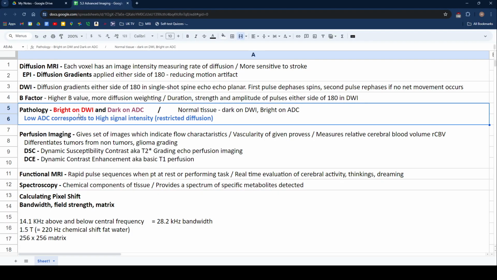So pathology will be bright on the diffusion and dark on ADC. For the opposite, normal tissue is dark on DWI and bright on ADC. A low ADC corresponds to high signal intensity, which is restricted diffusion. That's the dark ADC.